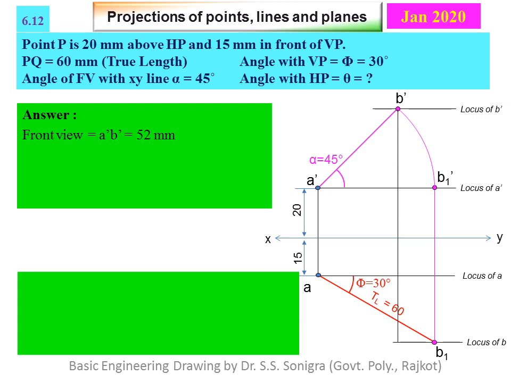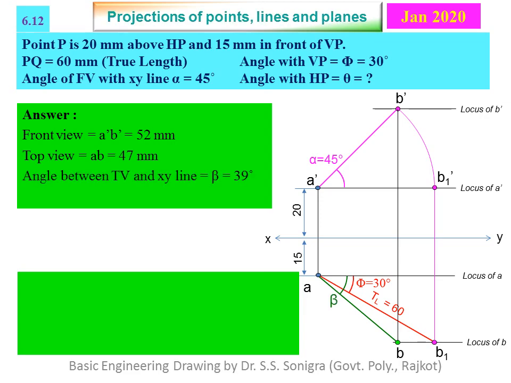Now from point B dash draw a straight vertical line, because we know front view and top view of any point will be on the same vertical line. So B dash point is on this line, so B point will be also on this line, and locus of B is known to us. So both these lines will meet at one point, that is point B. Join A with B, that is top view of line AB, measure that length, and that is equal to 47 mm. And measure angle between top view and XY line, that is called as beta. So angle between top view and XY line, beta, is equal to 39 degree.